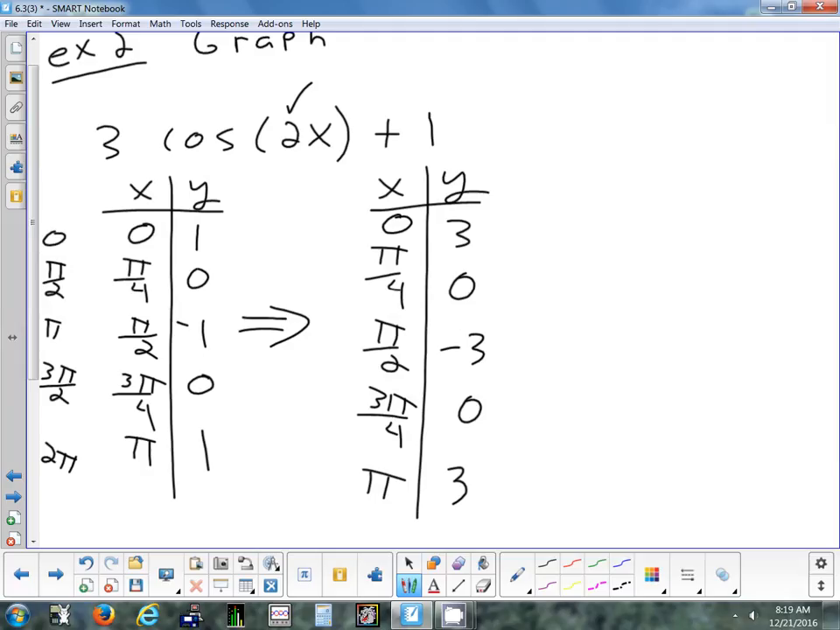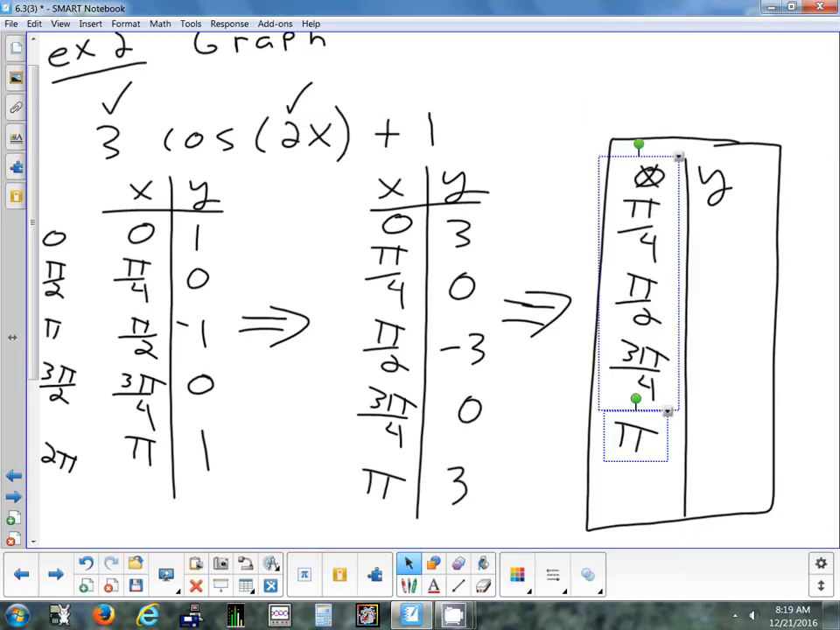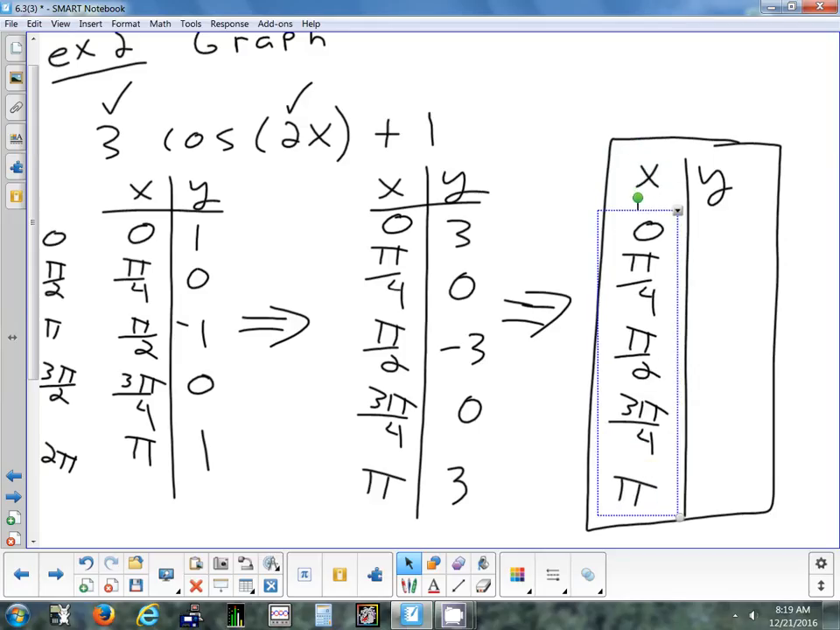Okay, and now we have a graph of 3 cosine 2x. Next step is to take all of that and shift it up 1 unit. Okay, and this is my final table. All right, when I shift up, Amanda, what column is going to stay the same? Yeah, the x's. So in your notebook, just hit your copy and paste button.